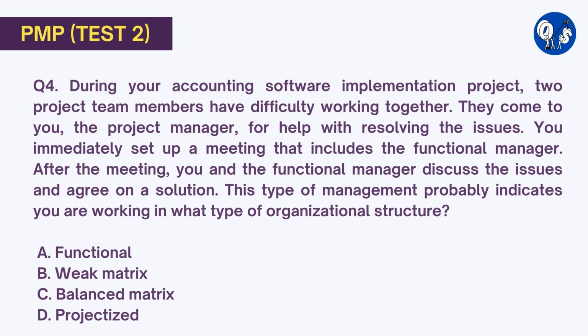Option C is correct. In a balanced matrix, the project manager and functional manager work together to meet the needs of the department and the project. Options A and B are incorrect because the functional manager has greater authority and would likely handle problems directly in a functional or weak matrix structure. Option D is incorrect because the project manager would handle such issues directly in a projectized organization.